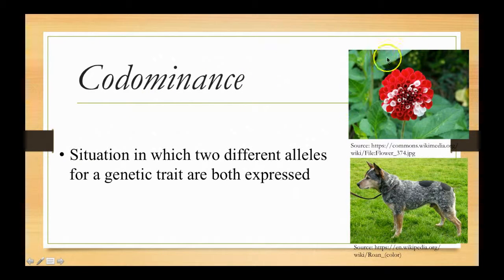Like in the pictures here as an example, the flower has both white and red color leaves. So this is codominance because it's expressing both alleles, red and white. And for instance here as well, the dog has white fur and black fur. So this is codominance because it's expressing both alleles. It makes a third phenotypic trait that's expressing both alleles. Pretty straightforward. The most common example of codominance is the AB blood type.